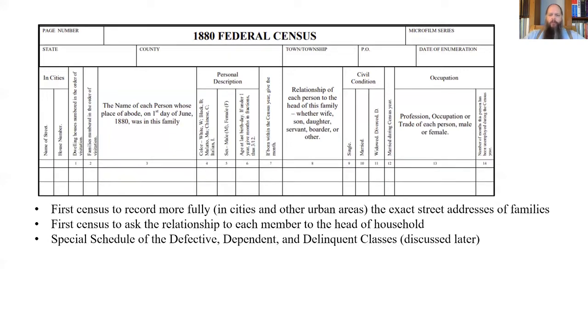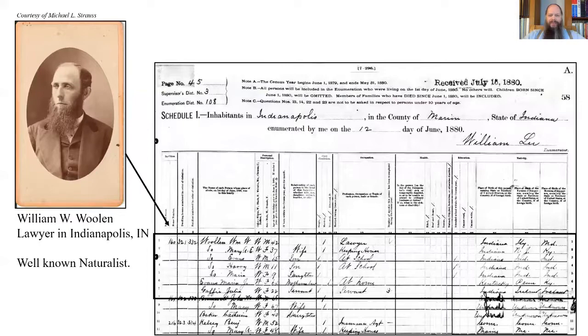I do have an example that I want to share with you of an 1880 census. This one comes from the state of Indiana. This was a man by the name of William Woolen. William Woolen was an attorney and lived in Indianapolis, Indiana. You can see at the top of the header where he was recorded. You can also see stamped at the top that the census data was received on July 15th of 1880.